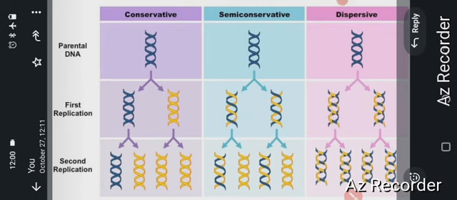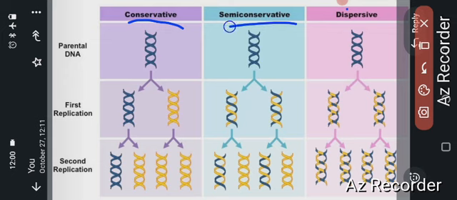Today I'm going to talk about three models of DNA replication. First one is conservative, second is semi-conservative, and third one is dispersive. So there are three models.